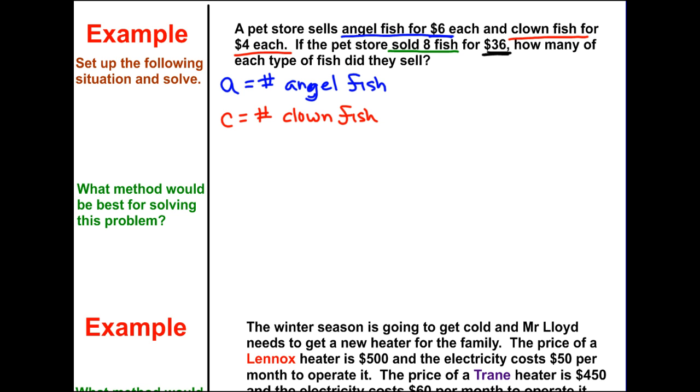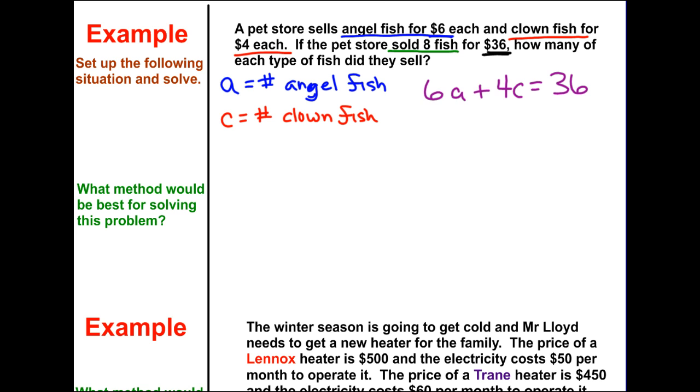All right, now we need to set up a system of equations. Well, the first one's pretty easy to find, and this is the one that everybody finds real simple to find. It's the total amount of money spent. And that's just going to be our 6 times our angelfish, because they're $6 each, plus the 4 times our clownfish is going to equal our total $36.